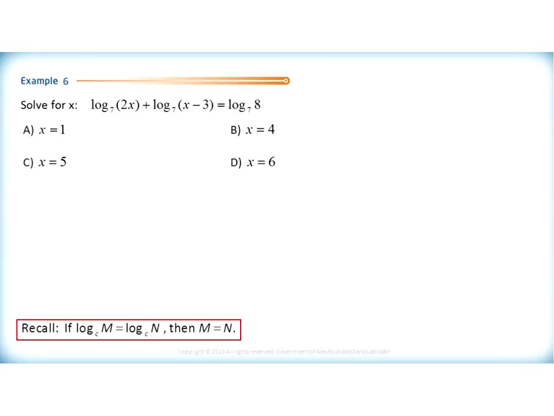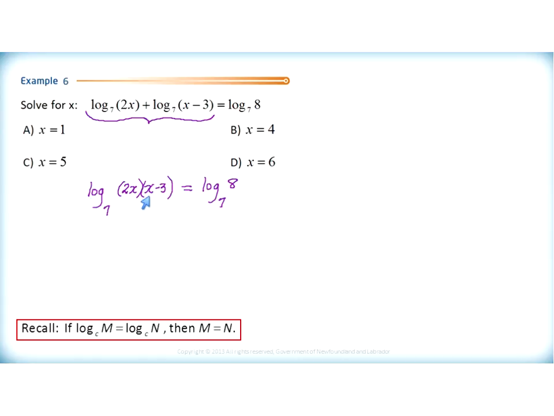In example 6, we are asked to solve for x. We have the log of 2x base 7 plus the log of x minus 3 base 7 equals the log of 8 to base 7. On the left-hand side of that equation, notice that you have the sum of two logs. So that can be rewritten as the log of a product, namely 2x multiplied by x minus 3 to the base of 7 is equal to the log of 8 to base 7.